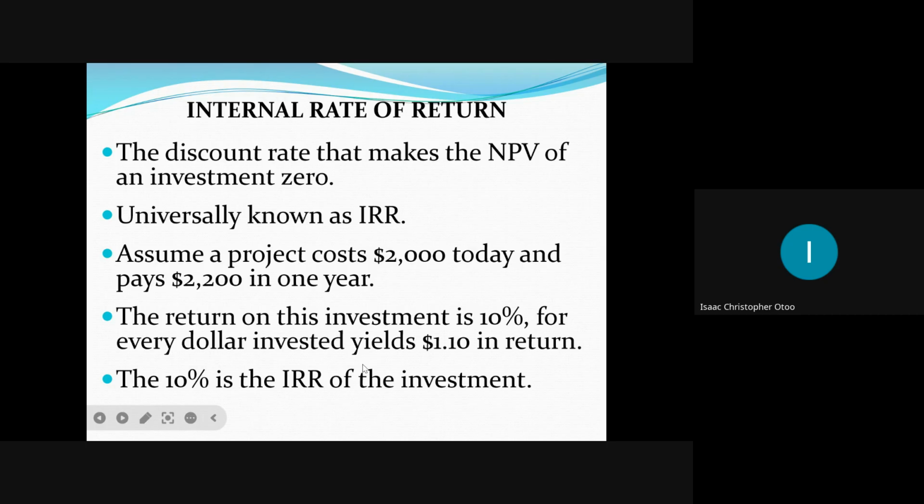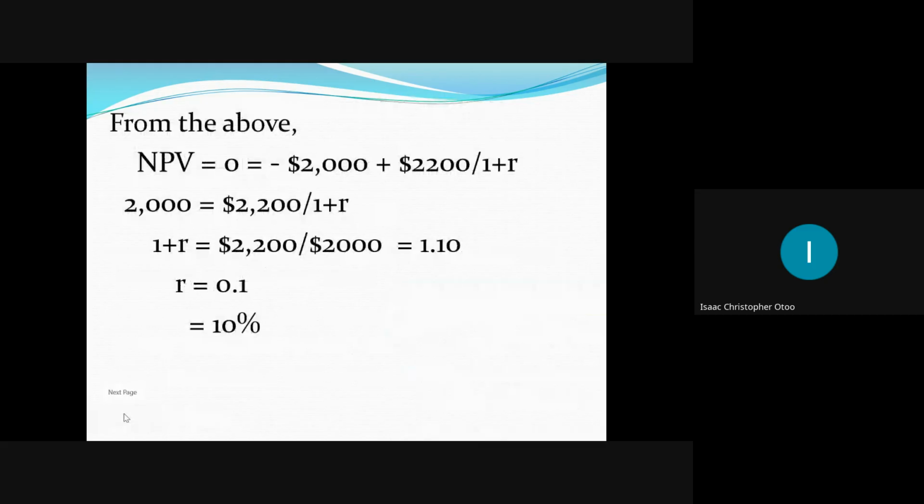What we get, the yield that comes on the investment, is your IRR. So from the above, NPV equals 0. So that means 2,000 plus 2,200 over 1 plus R. We are calculating for R. So that's why R became the subject.